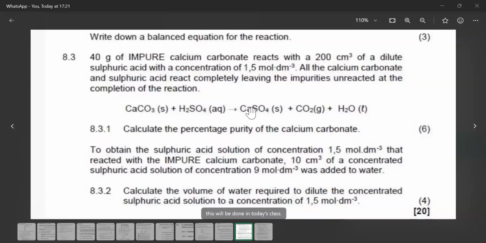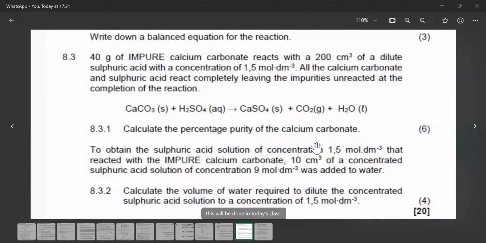Well, they say to us, to obtain the sulfuric acid solution of concentration 1.5 mole per cubic decimeter that reacted with the impure calcium carbonate, 10 cubic centimeters of a concentrated sulfuric acid solution of a concentration of 9 mole per cubic decimeter was added to water. Do you see that?